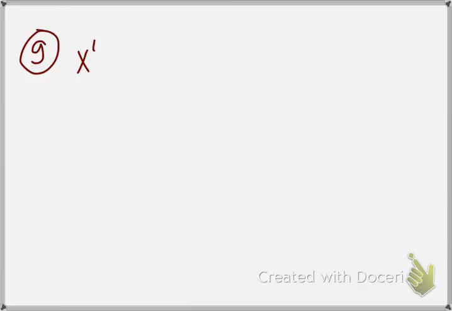x to the fourth minus 5x squared plus 4 equals 0. So go ahead and try to do that one. I'm going to pause this for a little bit.